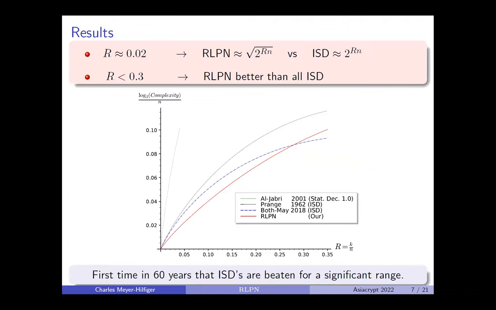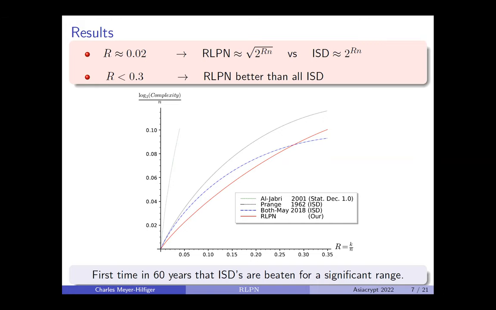More specifically, here are our results. I've plotted here the complexity exponent of some decoding algorithms. In green here, I don't know if you can see it, you have statistical decoding 1.0, okay? It's the complexity exponent as a function of the rate of the code. So you see that it's completely uncompetitive. In black here, you have Prange's algorithm, which is the simplest of the ISDs. In blue, you have Both-May's algorithm, which is the state of the art. And in red, you have our new algorithm, RLPN. So you see that we beat all of the previously existing decoding algorithms for rates smaller than 0.3.